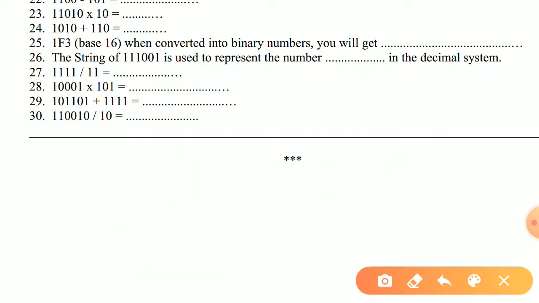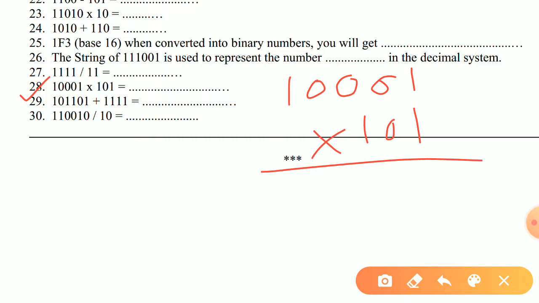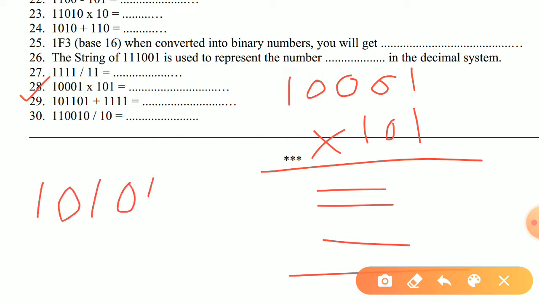Moving forward to the 28th question, we have 10001 into 101. Okay, the question is the same as that of the 23rd. If you do the multiplication part for the 28th one, you will be getting 1010101 as the answer.